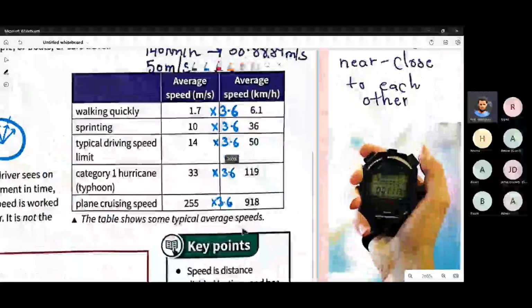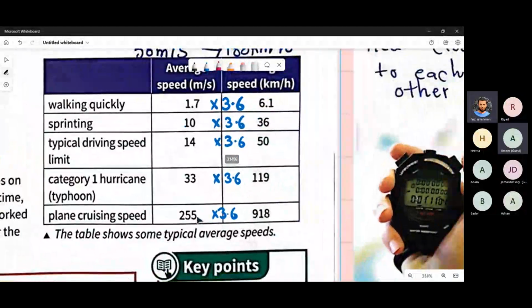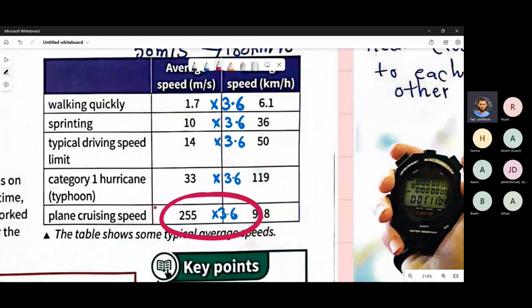And you can check it now in your calculator. Do this one: 255 multiplied by 3.6, and tell me what you are getting. 918.